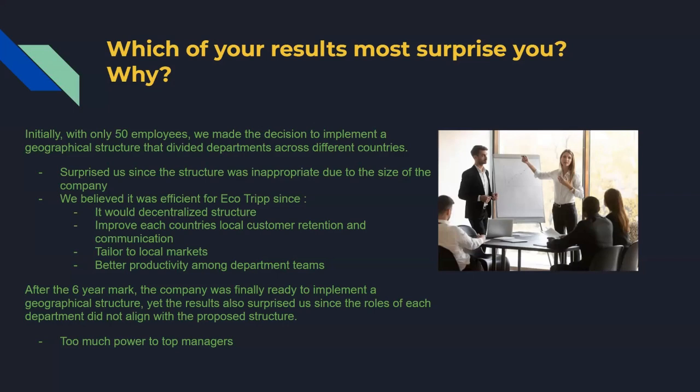Which of your results surprised you the most, and why? The simulation produced some surprising results. Initially, with only 50 employees, we made the decision to implement a geographical structure that divided departments across different countries. We thought this decentralized decision-making approach would work well for a travel agency, as it would allow each country to input local information and better accommodate customers based on their travel preferences. However, we realize now that this decision was hasty, considering the small size of the company at the time, and the organization had difficulty adjusting to this change.